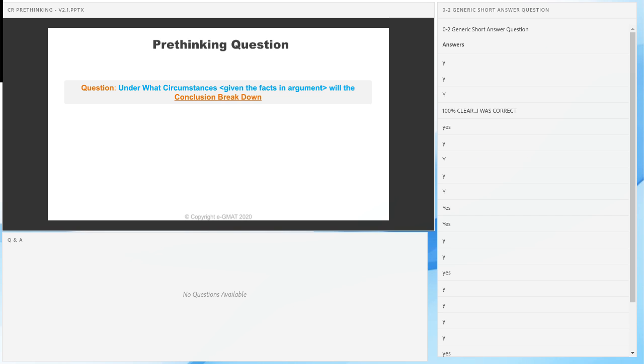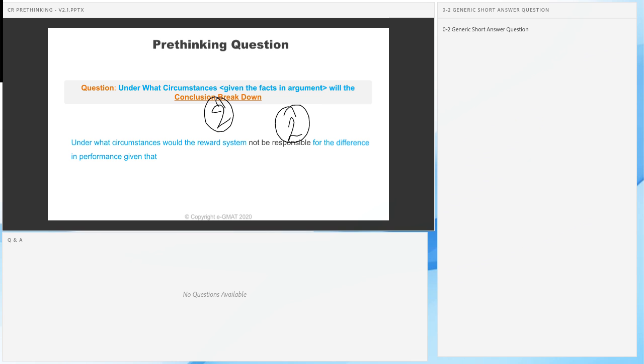Remember, this was a generic form of this question: under what circumstances, given the facts, will the conclusion break down? Now, let's translate this. This one has two aspects to it. We're going to fill in the blanks at 1 and 2. Here is a translation of this. Under what circumstances will the reward system not be responsible for the difference in performance? Remember, this is 2 and this is 2. Can you see the translation of conclusion breakdown to reward system not being responsible?